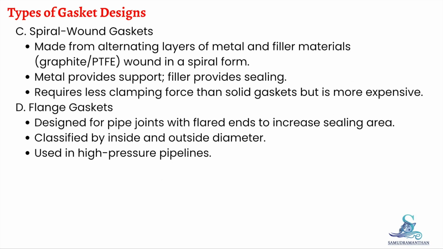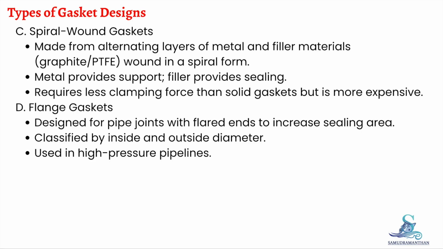Next is spiral wound gaskets. These are advanced gaskets made by winding metal and filler materials in spiral form. The filler, such as graphite or PTFE, provides sealing, while the metal gives structural strength. They require lower clamping force compared to solid metal gaskets, but they are more expensive. These gaskets are widely used in high pressure and high temperature systems.